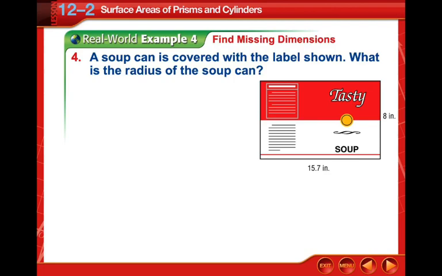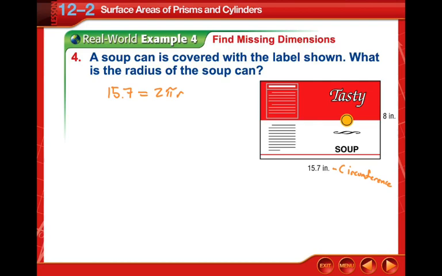So we are given two things. We're given the height of the soup can, that's the 8 inches on the right. We're also given that bottom part, which is our circumference, because that's what's going to wrap around. So that means that the 15.7 is equal to 2 pi r. Really not sure what this problem has to do with what we are missing here, but that's fine.